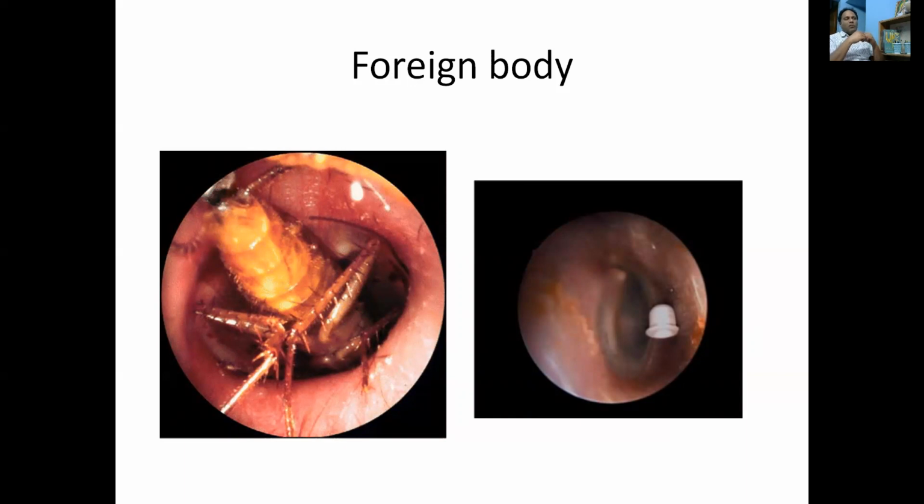How to remove a live foreign body, a live insect? You can give some topical 4% xylocaine in the external canal to anesthetize it. So make it non-mobile and you can remove it smoothly. Or make it a dead foreign body and then we can remove it.